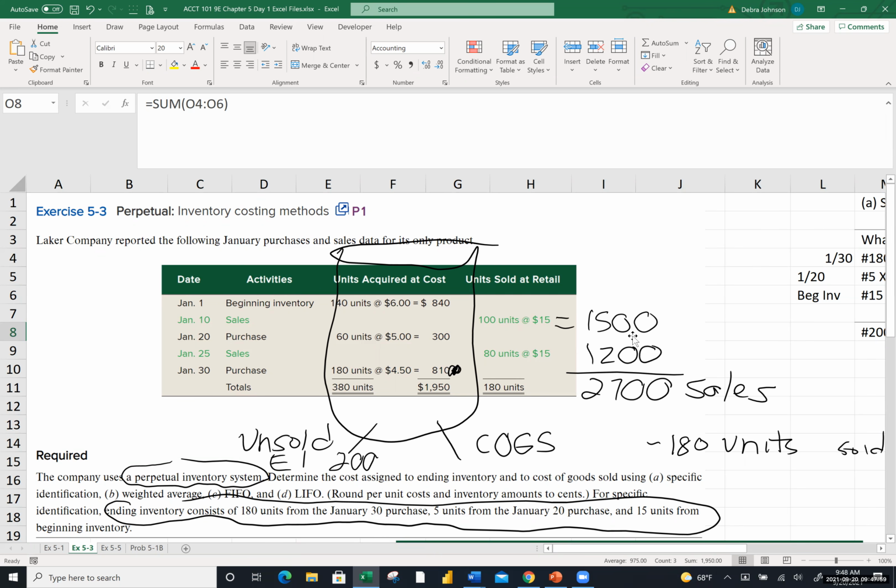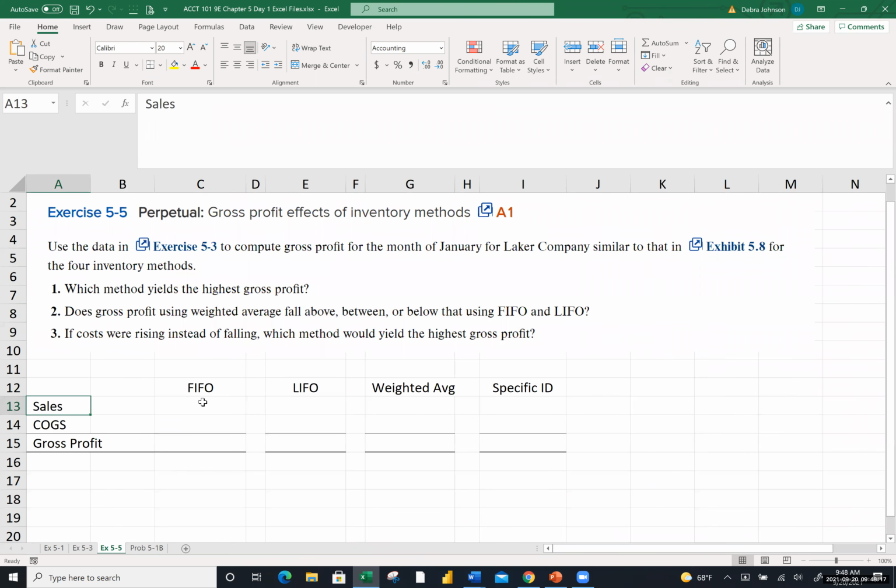How did we get that? We looked at these green numbers. Those were at retail, and we added them up. So I'm going to go fill in the first line of my income statement at 2,700 across the board. That's what they sold those goods to consumers at. So I'm going to go back over here, and I'm going to put 2,700 going clear across the board.